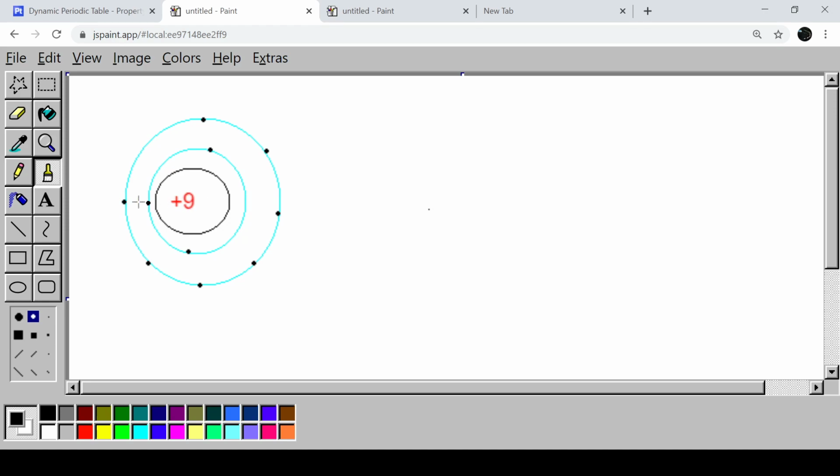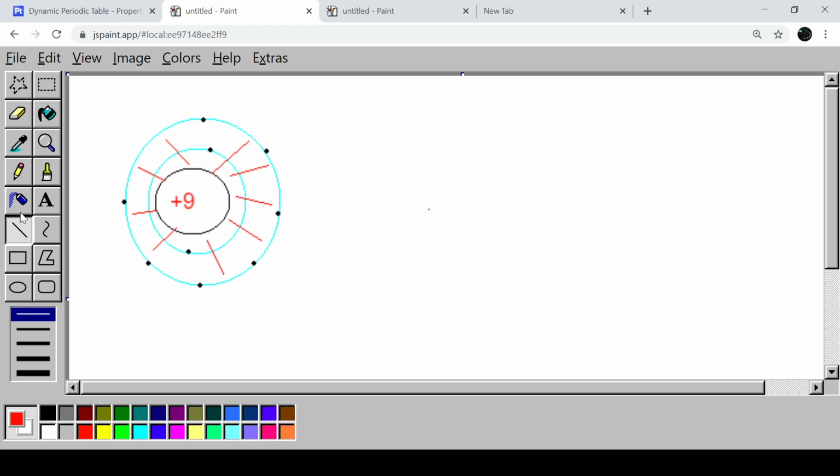Now, I want you to imagine that this atom has lines of force trying to pull in on this energy level. We have 1, 2, 3, 4, 5, 6, 7, 8, 9. These lines of force are coming from the nucleus, and it's pulling on the outer level.